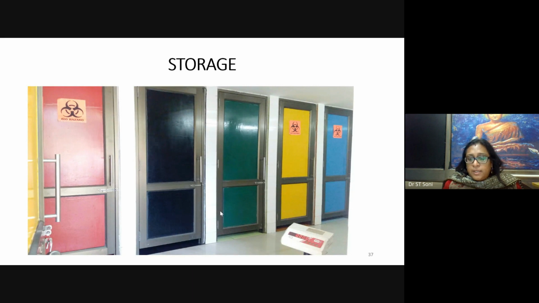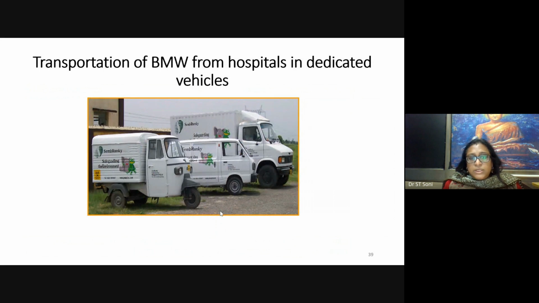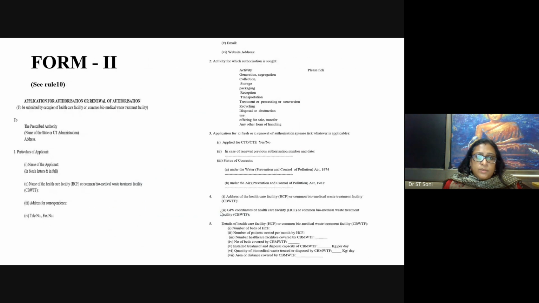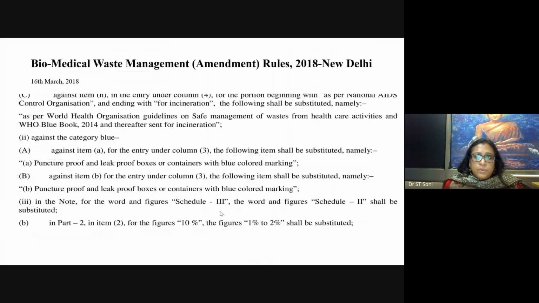As per the color categorization, all these colors are there, and you can see in the blue one or two doors, one green and one blue, that don't have the biohazard symbol. So this is our temporary storage area. These are the dedicated vans. All these vans are supposed to be cleaned once they dispose of the final waste every day, every shift rather. These are dedicated vehicles. This is form 1, this is form 2. I'm not going into the details. These are various forms.